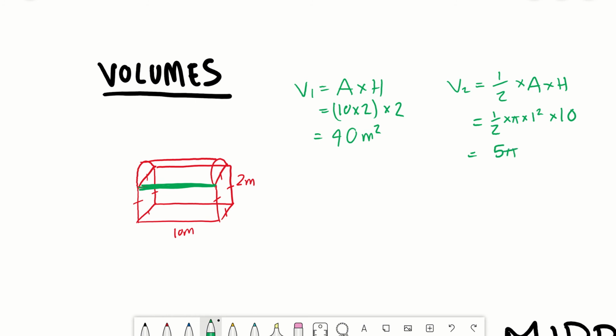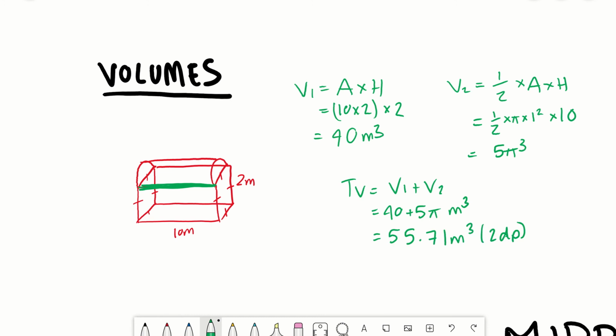Because 10 times a half gives me 5, 1 squared is 1, so 5 pi. So the total volume is going to be volume 1 plus volume 2, which equals 40 plus 5 pi meters cubed. And if you put it as a decimal, you should get 55.71 cubic meters to 2 dp.